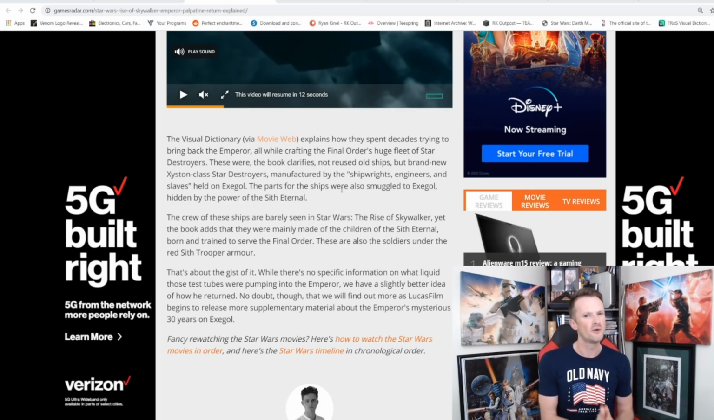It makes you question how they were smuggled, like who was doing the smuggling to Exegol when you need a wayfinder to actually get there. That's a question I would probably ask. But also, the fact that these are all new ships. So they constructed 10,000. The visual dictionary tells us there are 10,000 of these Star Destroyers on Exegol. Each of these Star Destroyers is crewed by 30,000 people. That's 300 million people on this planet in this Sith Eternal. That's an insane amount of people.